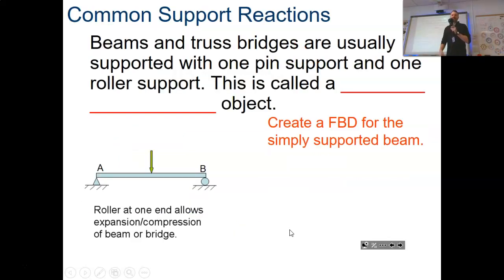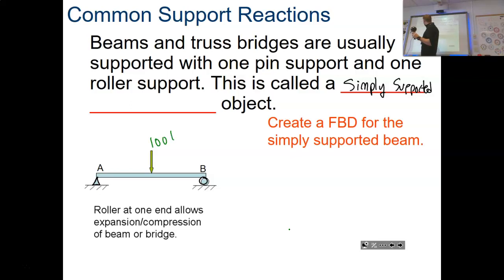When you have a beam, and you'll notice over here we've got a pin, and over here we've got a roller, we call this simply supported. It's simply supported because that's the least amount of forces that it takes to keep this thing still. If you push down on this with 100 pounds, right in the middle, there's an upward force at A, because this is a pin, and there's a force at A in the X direction, and at B there's a force at B in the Y. If this is exactly in the middle, each of these is going to be 50 pounds.